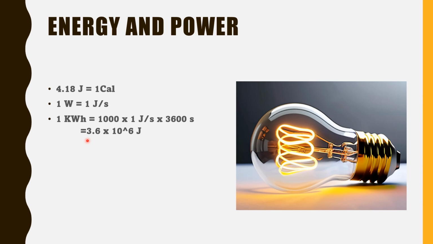And 1 kilowatt hour, if we simplify, becomes 3.6 into 10^6 joules. Since this is in joules, we can clearly see that it is a unit of energy. So 1 unit is equal to 3.6 into 10^6 joules. Okay, hope this confusion is very much clear.